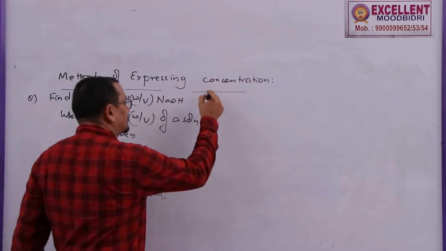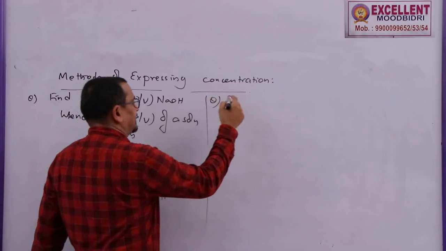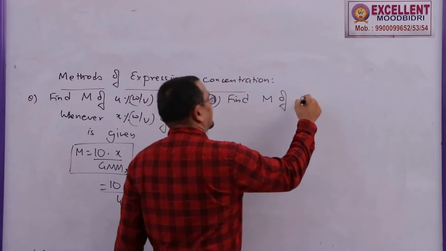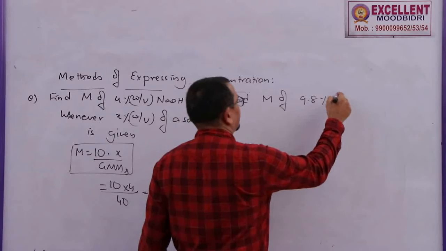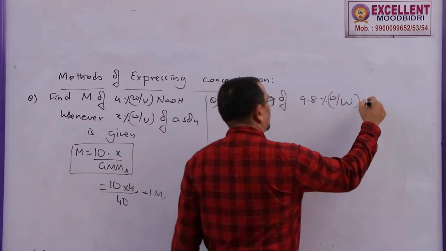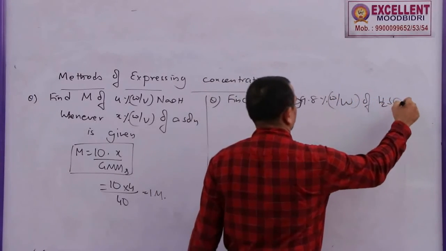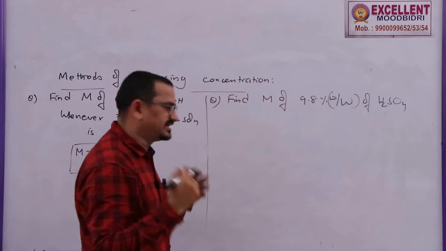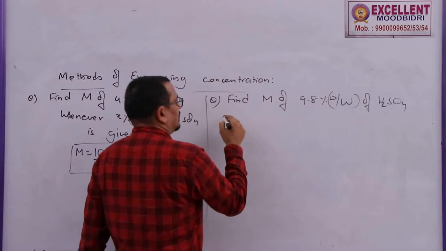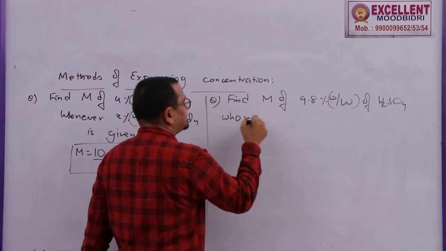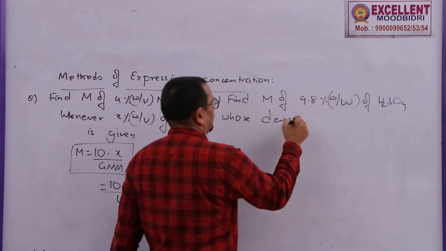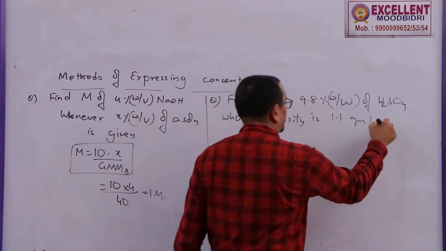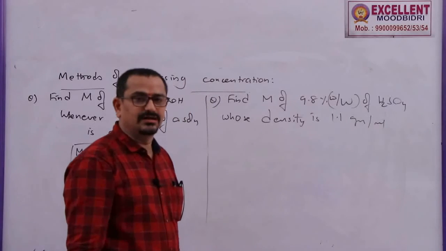Similarly, there is one more model: find the molarity of 9.8% by mass, or percent by weight, whatever it is, of H2SO4 whose density is 1.1 grams per ml.